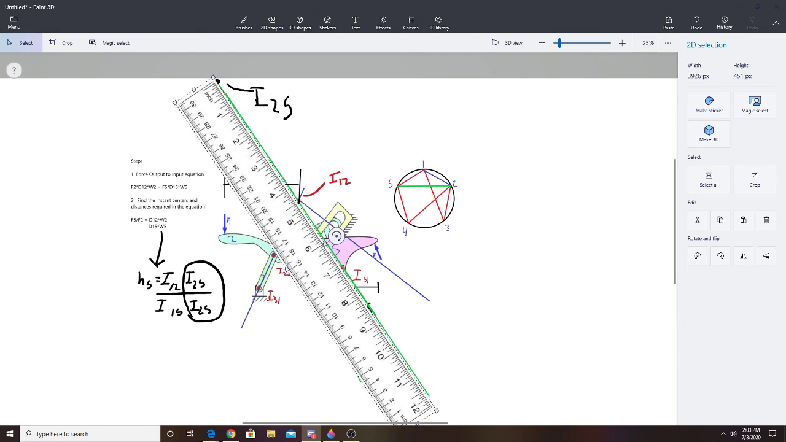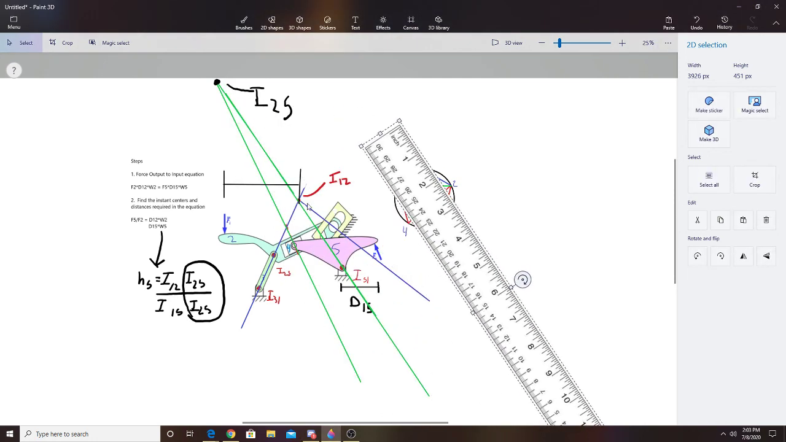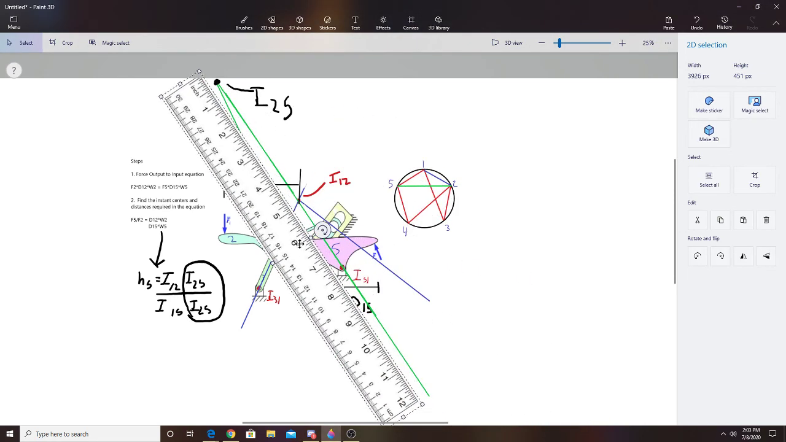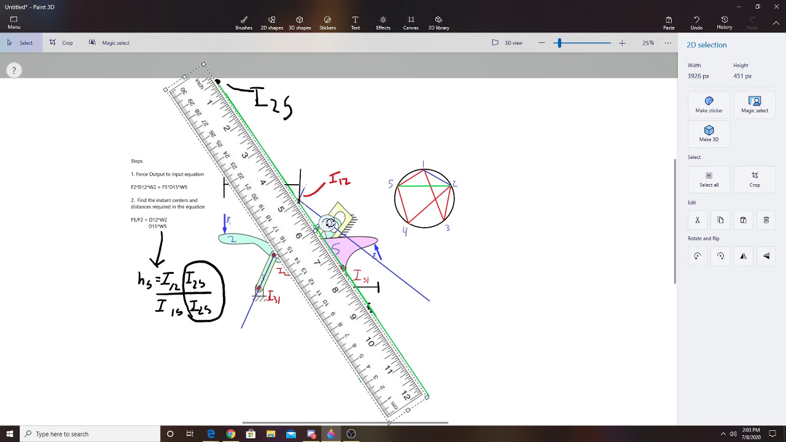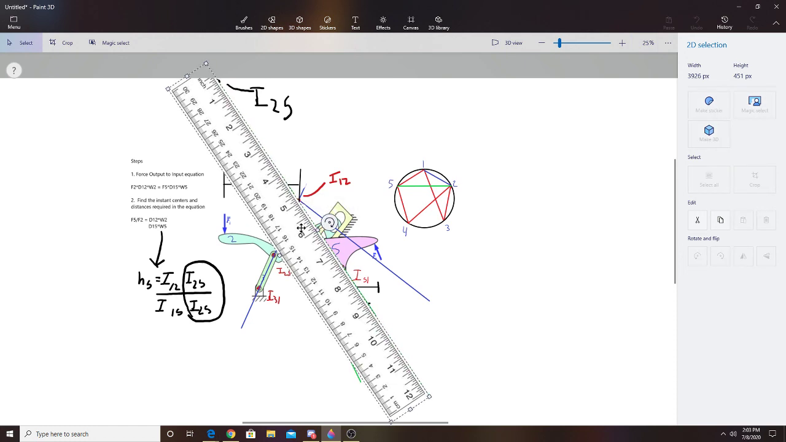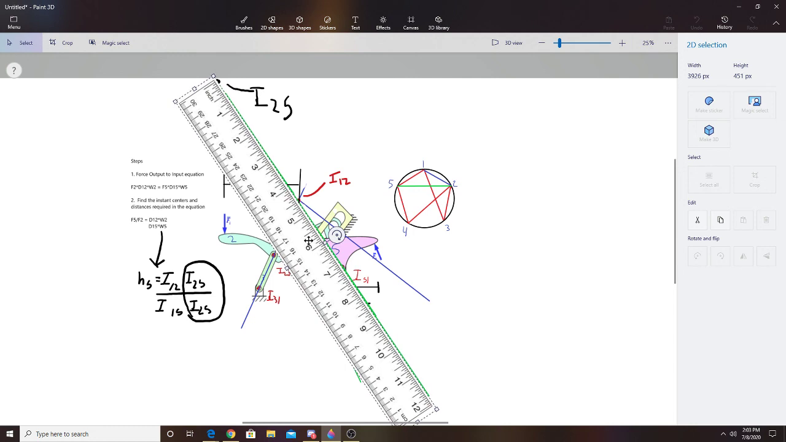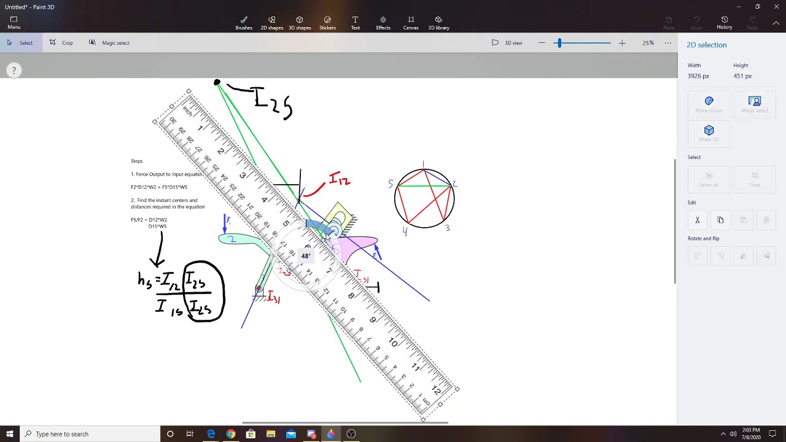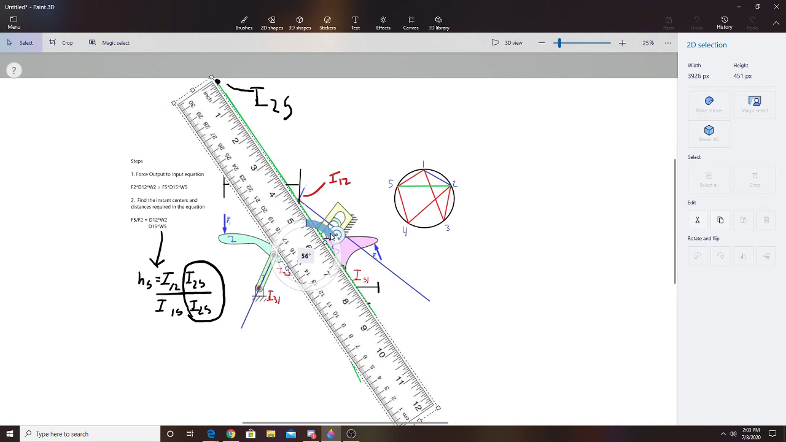Now we have to do I12, I25. So I12 is here. So this is kind of like the halfway point. Right here. That looks like 4.5 inches to me. We'll just call it 4.5. I know it's not quite the exact same angle as how we need it, but we'll just call it 4.5.